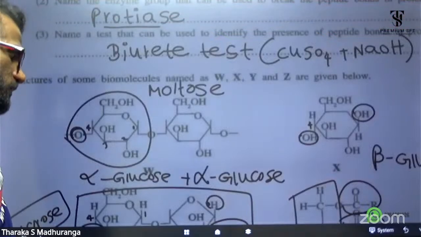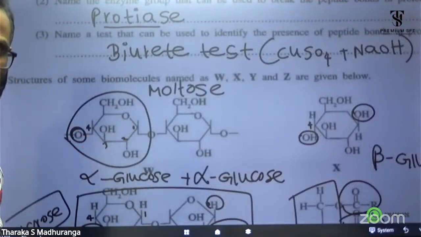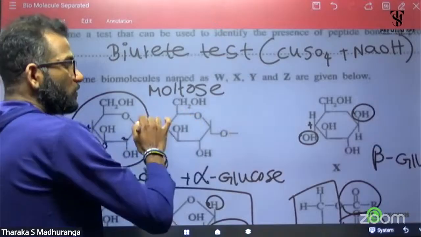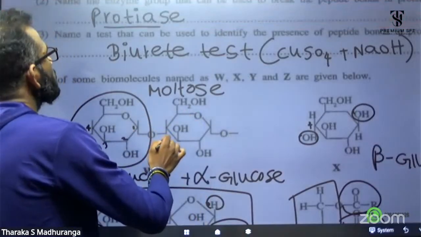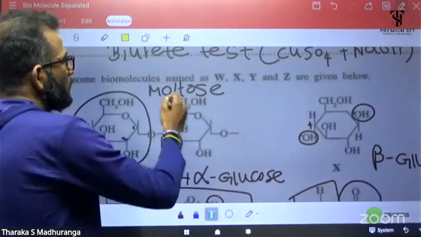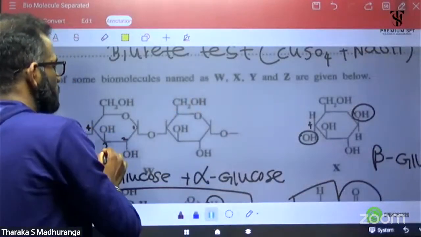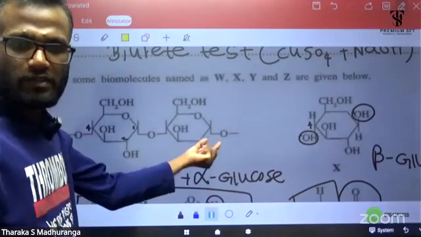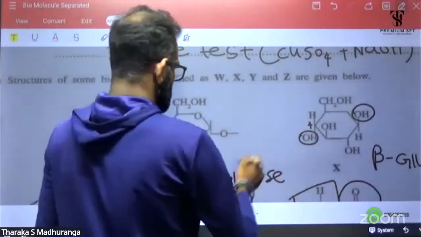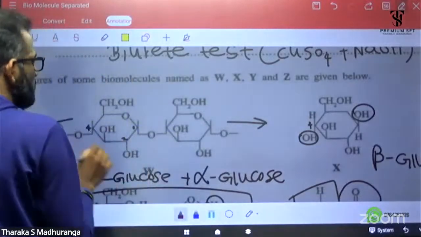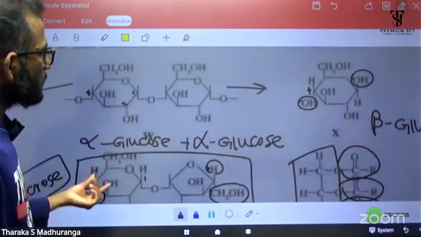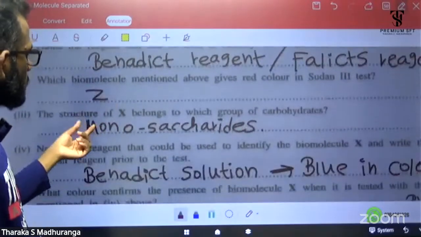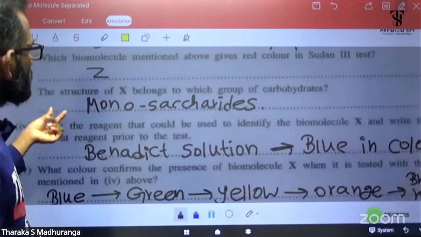Yes, it is not a disaccharide, because the bond continues. Then it is a polysaccharide. Yes, I forgot that. This is alpha glucose, an alpha glucose chain. It is a polysaccharide because it continues. Is there an effect on our answers? No effect, right?